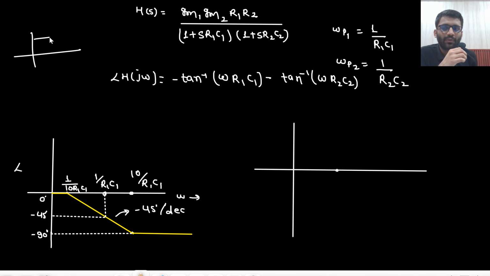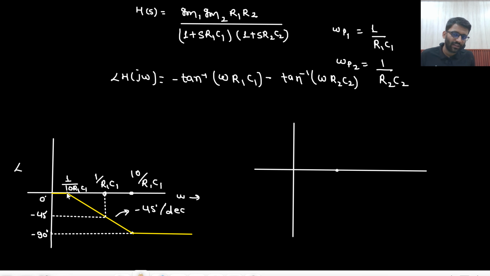In Bode plot, what we used to do? We used to write the slope is minus 20 dB per decade. That means if the increase in frequency is 10 times, it is going down by minus 20 dB. Right? So similarly, if the increase in frequency is 10 times, it is going down by minus 45 degree.